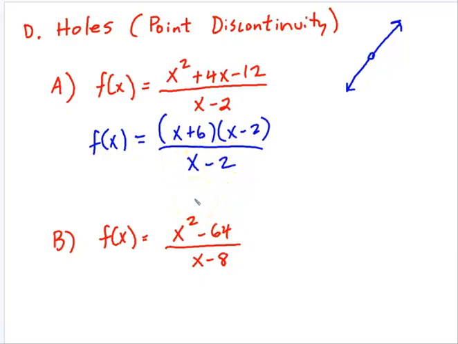All right. And the occurrence of a hole, it'll always happen if we are able to cancel between the numerator and the denominator. All right, so this tells me I'm going to have a hole because I can cancel those matching factors. And where the hole exists, it exists at the x that causes that factor to become 0.